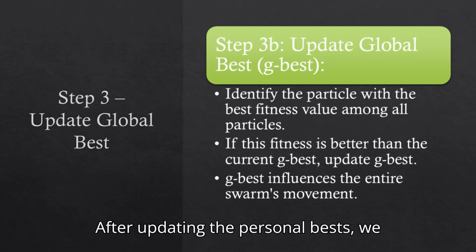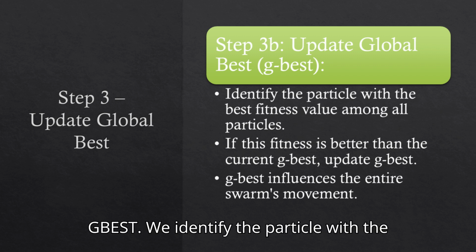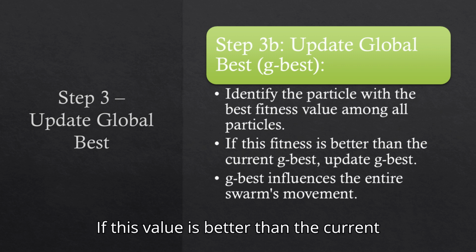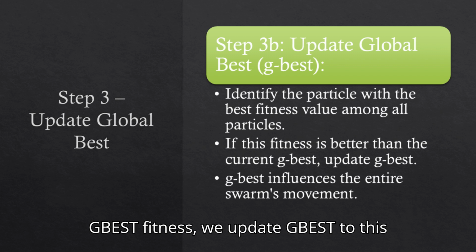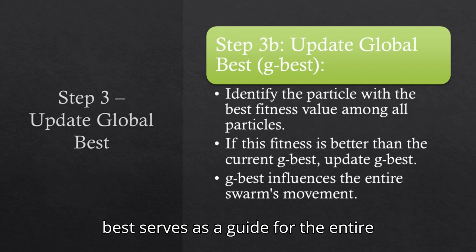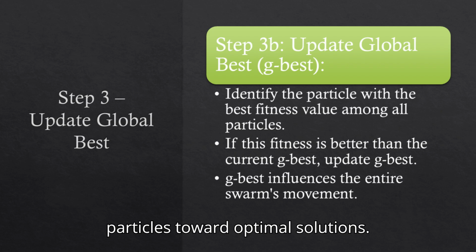After updating the personal bests, we determine the global best position, or GBest. We identify the particle with the best fitness value among all particles. If this value is better than the current GBest fitness, we update GBest to this particle's current position. The global best serves as a guide for the entire swarm, influencing the movement of all particles toward optimal solutions.